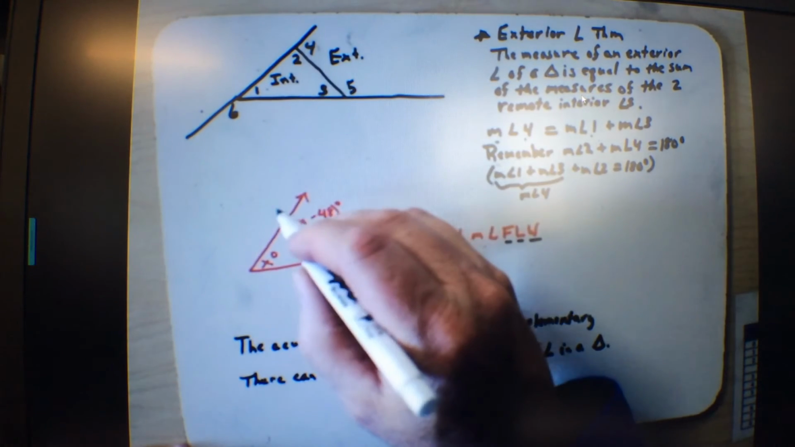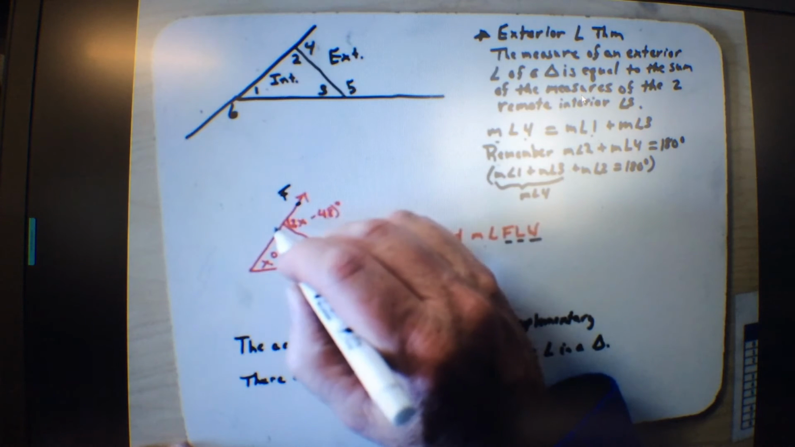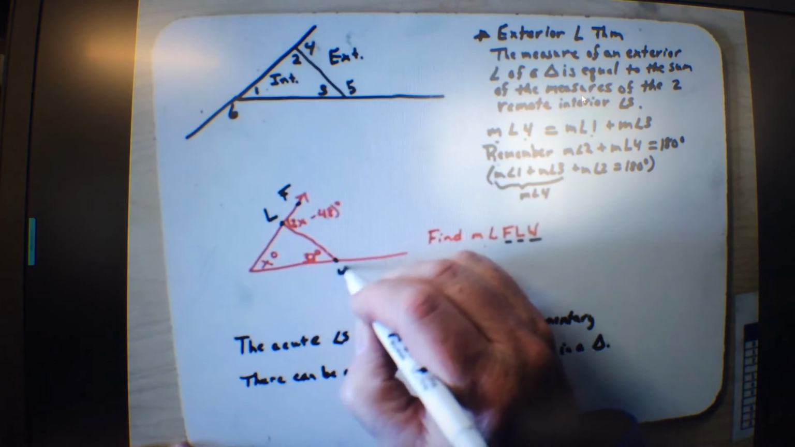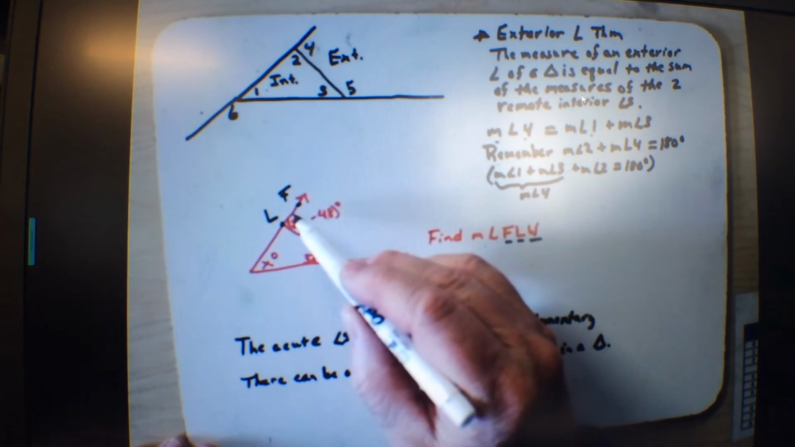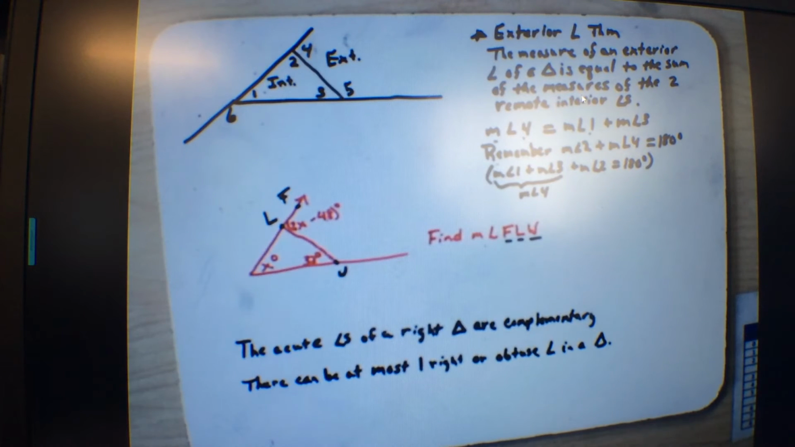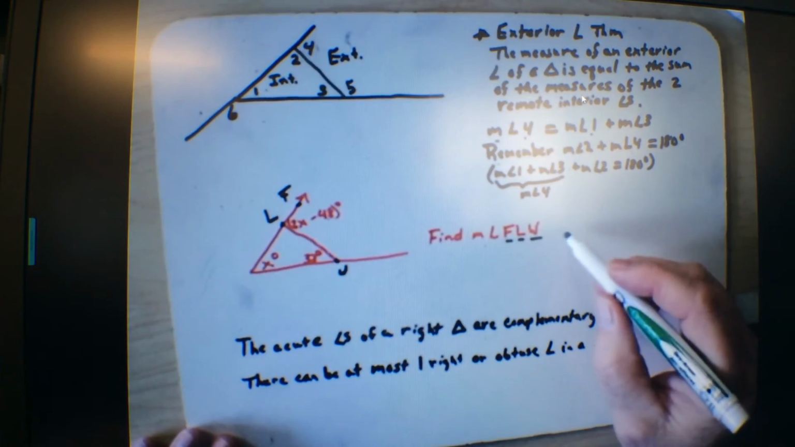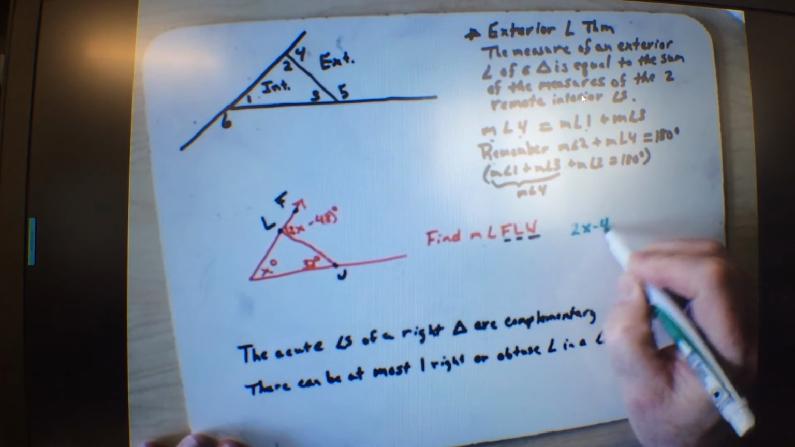They want you to find, this is F out here. This is L. And this is W. So they want you to find this angle here, this angle here. In other words, they want you to find the 2x minus 48. So using the exterior angle theorem, how could we solve for that? Using the exterior angle theorem, 2x minus 48 equals what?